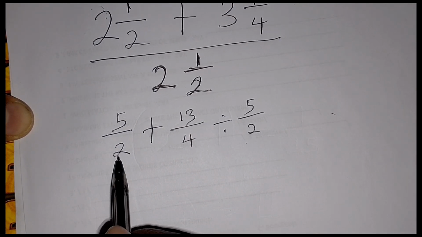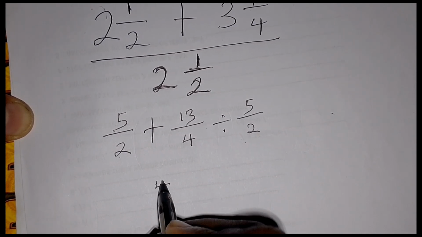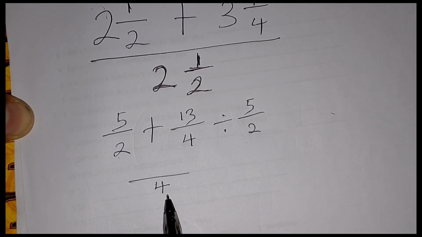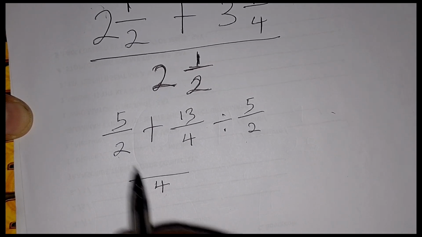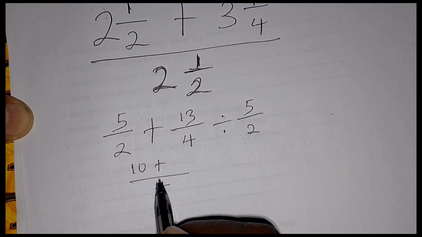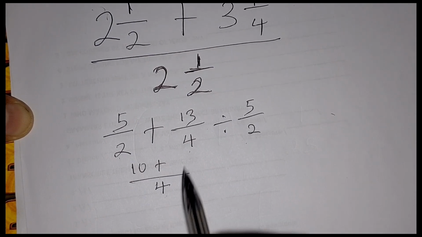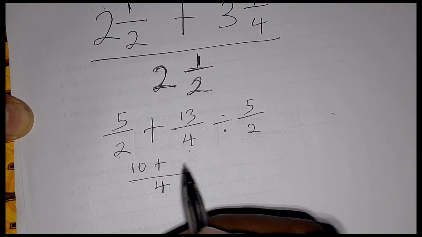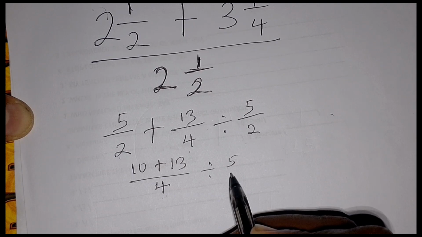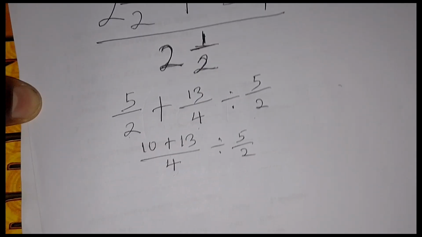Now the LCM of 2 and 4 is 4. So we say 2 divided by 4 is 2 times 5, that is 10, plus bring down the addition sign. So we say 4 divided by 4 is 1 times 13 is 13, divided by 5 over 2.